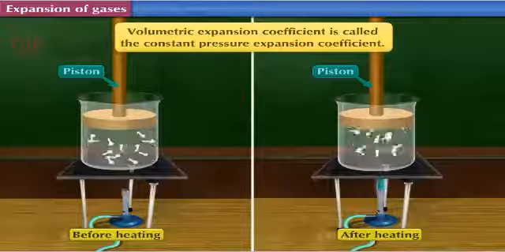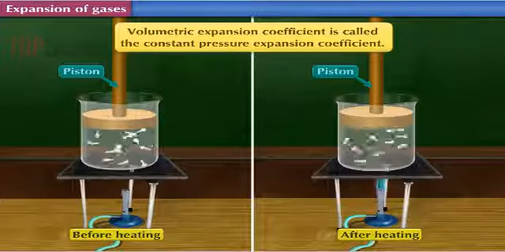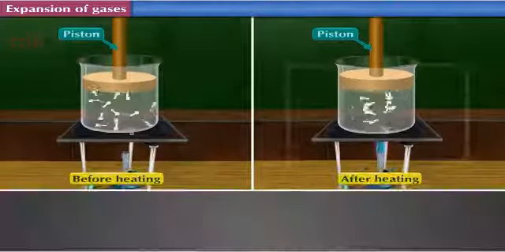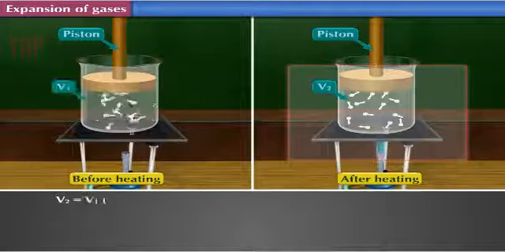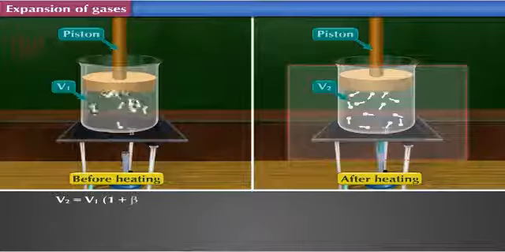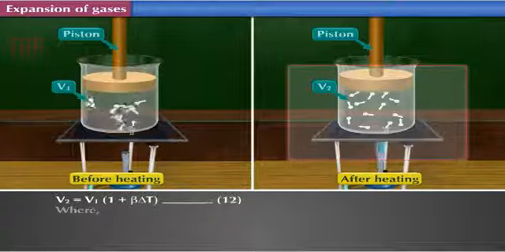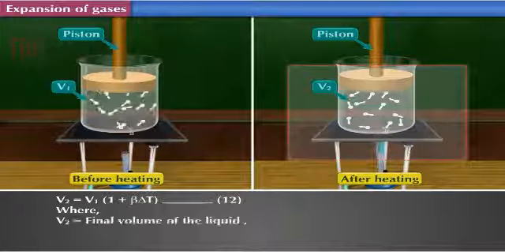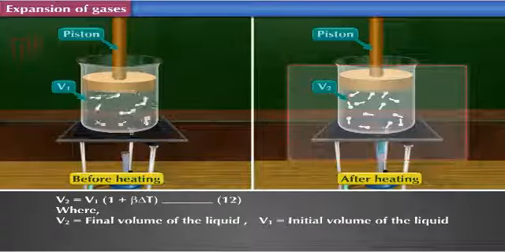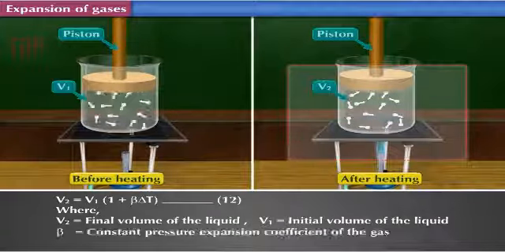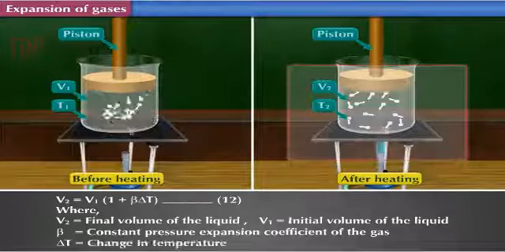This volumetric expansion coefficient is called the constant pressure expansion coefficient and is given by the formula V2 = V1(1 + β ΔT). This is equation 12, where V2 is the final volume of the gas, V1 is the initial volume of the gas, β is the constant pressure expansion coefficient of the gas, ΔT is the change in temperature.